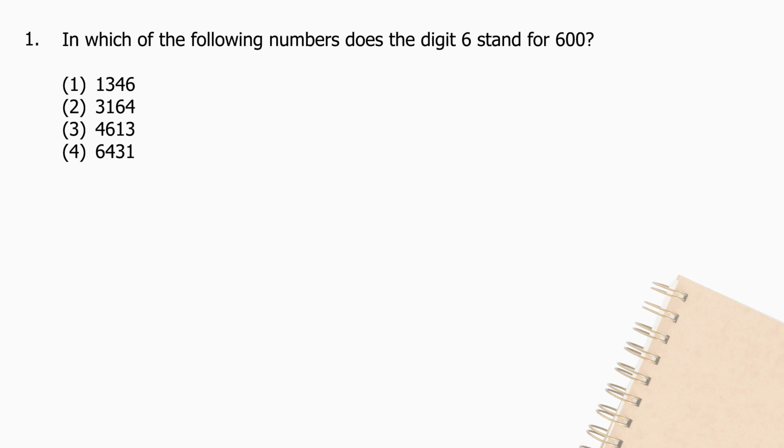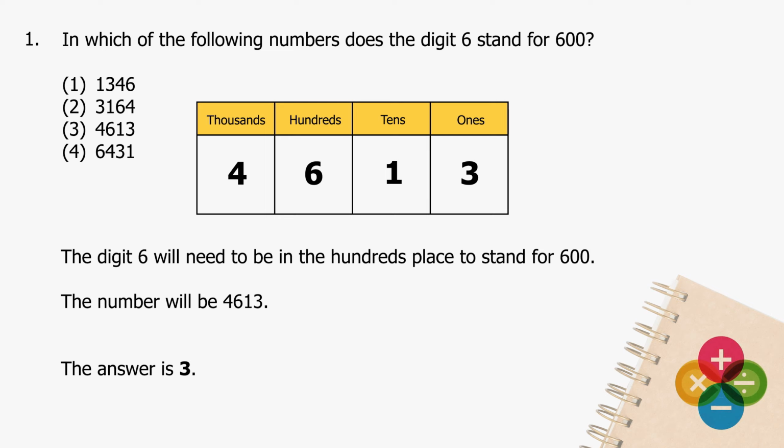Question 1. In which of the following numbers does the digit 6 stand for 600? The digit 6 will need to be in the hundreds place to stand for 600. The number will be 4613. The answer is 3.